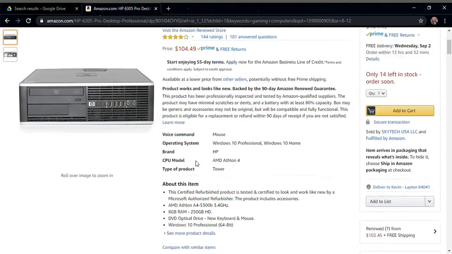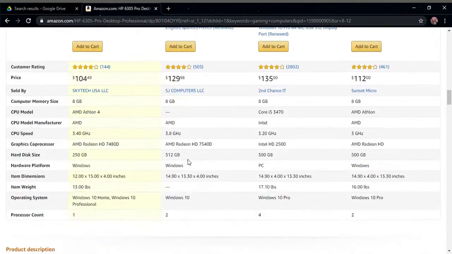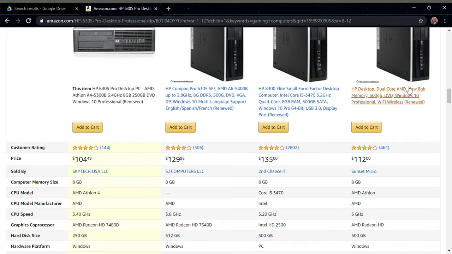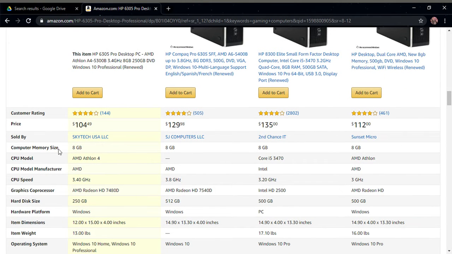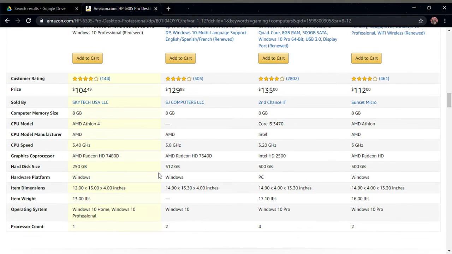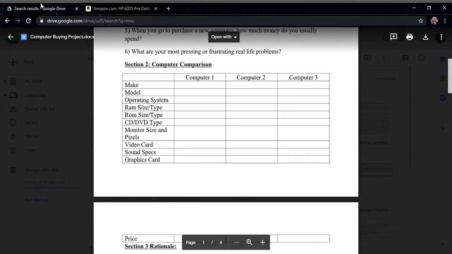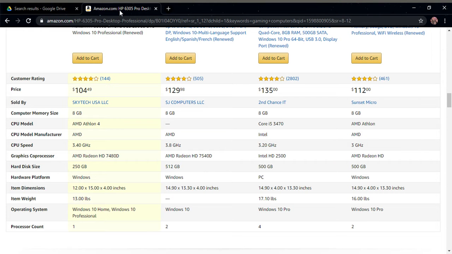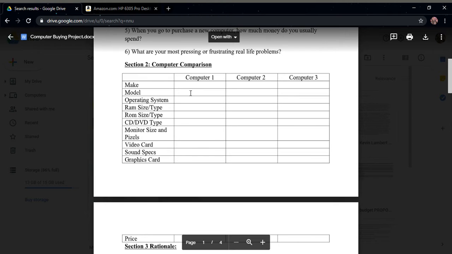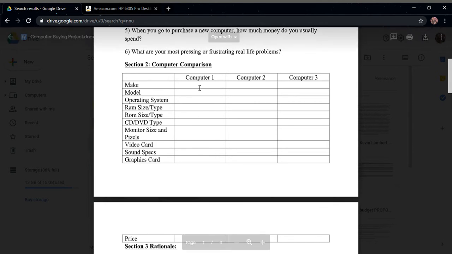I mean, this stuff's important, but scroll down and it gives you a comparison chart of other desktops and things that are roughly the same price. And it will give you this nice little comparison chart. And notice these things right here, going back to the assignment, are what I want. Make is the company that made it. So right here in the title, it tells us the make is HP, and it's a Pro desktop. So we would write make here, we'd write Pro HP.